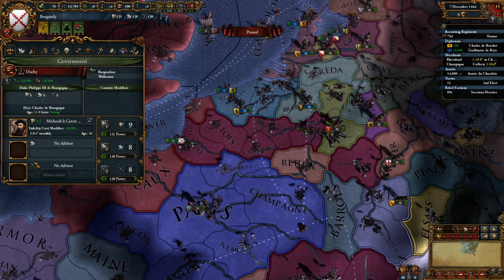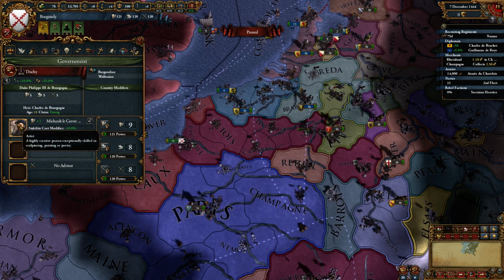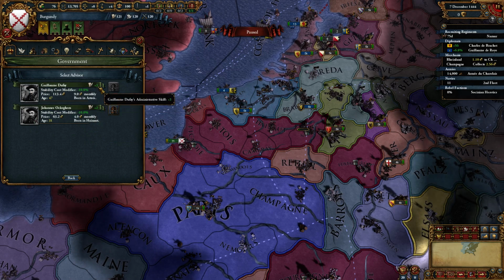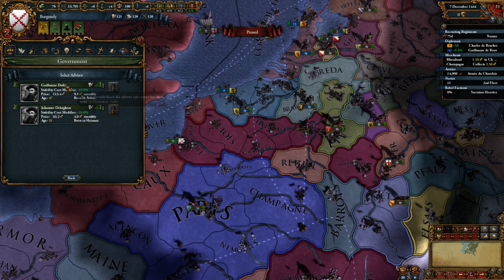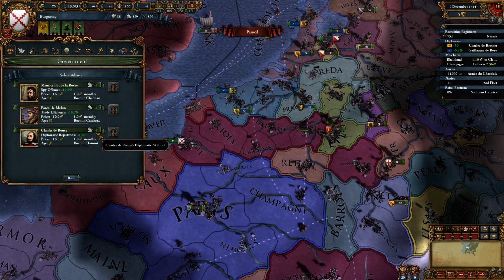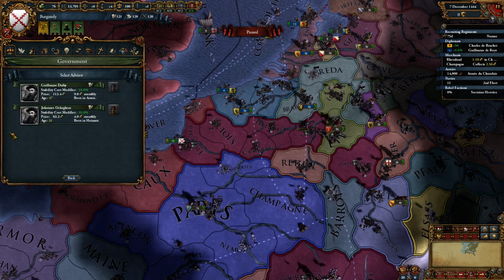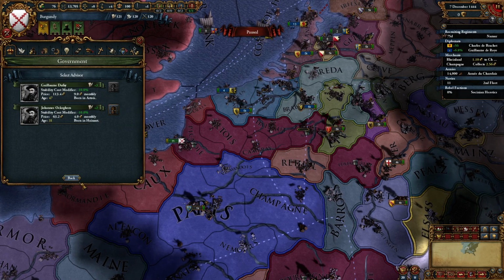Here are the advisors. Now, what are advisors? Basically, we have different level advisors ranging from +1 to +3. These are randomly generated, so you can expect to have a 1, 1, 1 on each one of them, and in this case we have 1, 2, and 3.